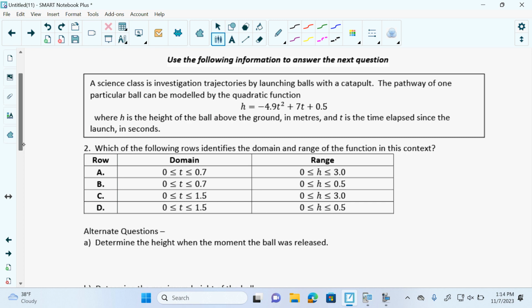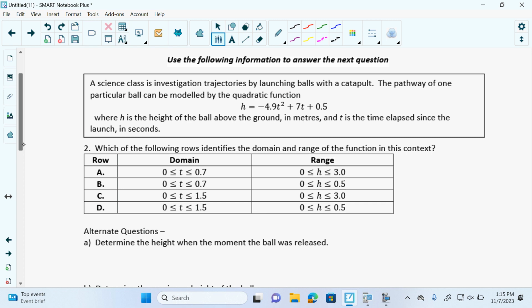A science class is investigating trajectories by launching balls from a catapult. That would be fun. Put a ball in a catapult, let it launch. The pathway of one of the particular balls can be modeled by the quadratic function h equals negative 4.9t squared plus 7t plus 0.5, where h is the height of the ball above the ground in meters and t is the time elapsed since the launch in seconds.